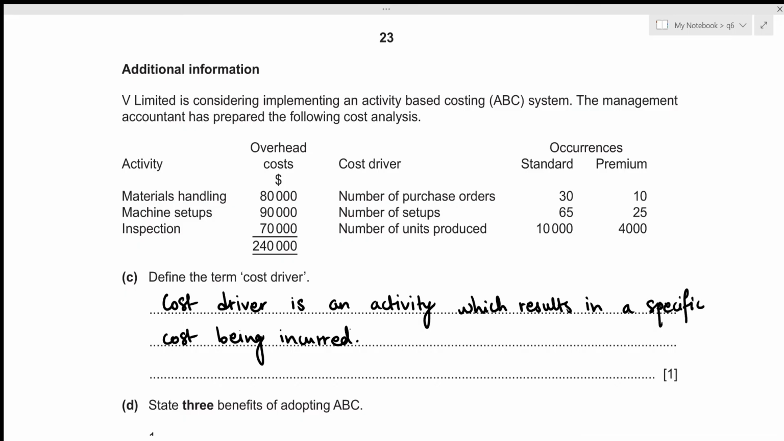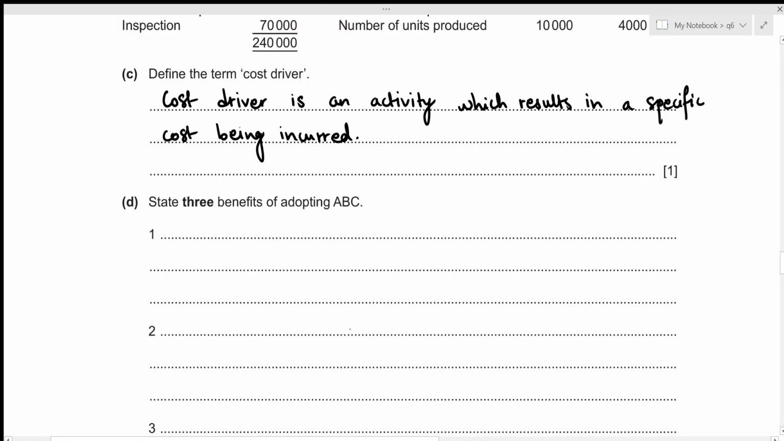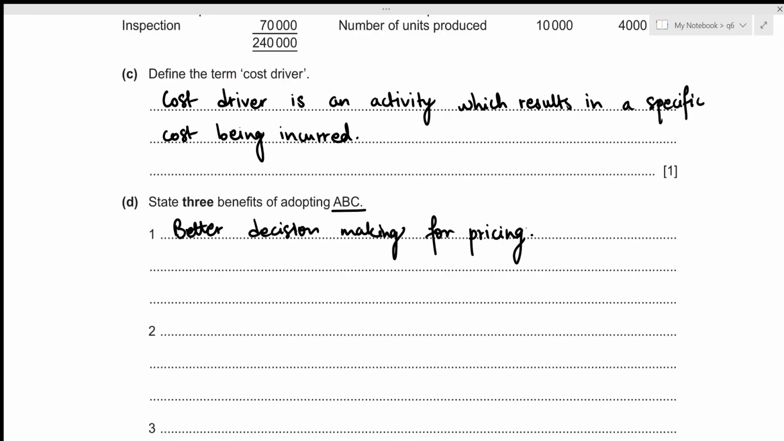Now we can move towards the fourth one. We need to state 3 benefits of adopting ABC. So ABC just means activity-based costing, right? And the very first benefit of ABC would be that it leads to a better decision making in terms of pricing. Let's write it down. Better decision making for pricing. Then we also know that activity-based costing leads to better profitability analysis among products. Let's write it down.